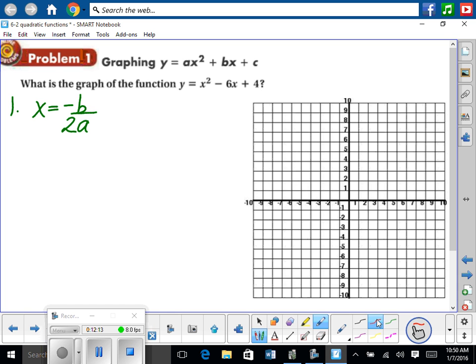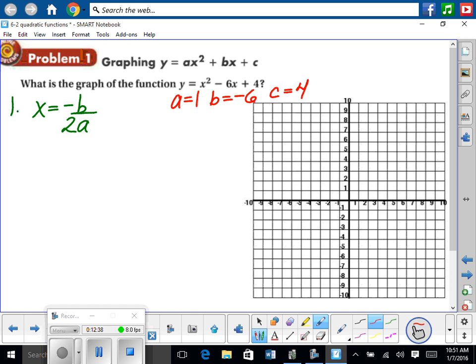So now we're going to go through. Let's list out our a value. What's a? A is in front of x squared, guys. What is a? 1. What's b? B is in front of x. Negative 6. And c is? 4. Guys, if you're going to go this slow, you're going to have so much homework. So you need to all start helping me out here.